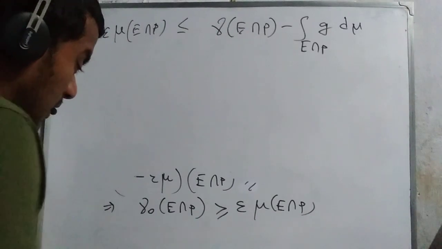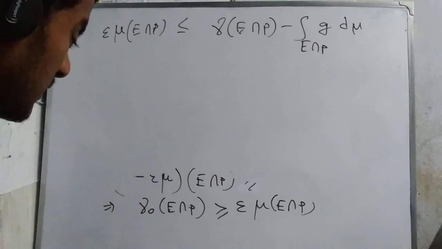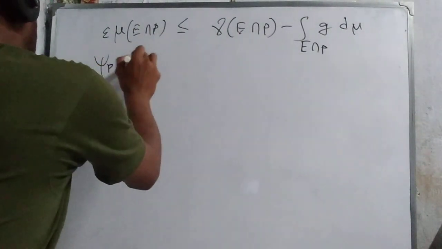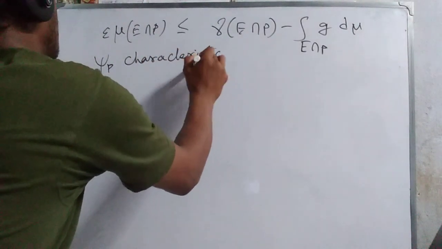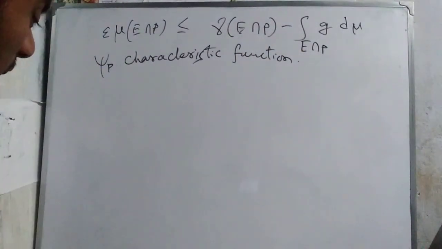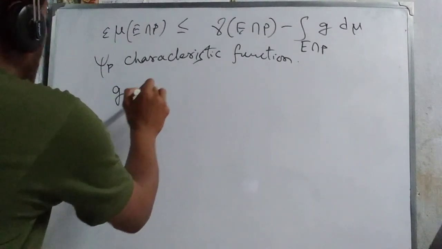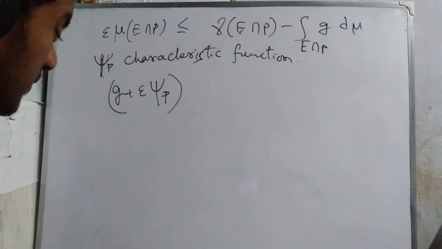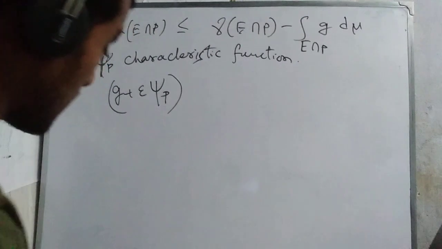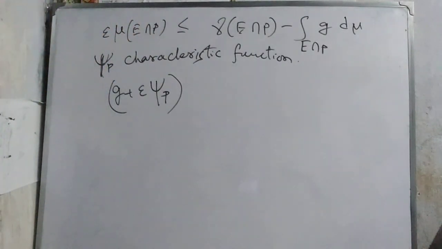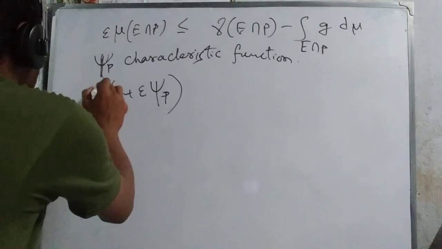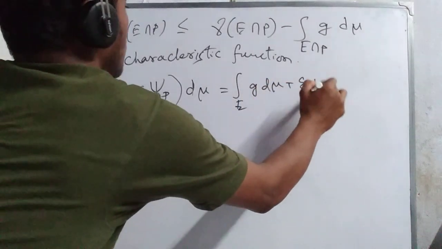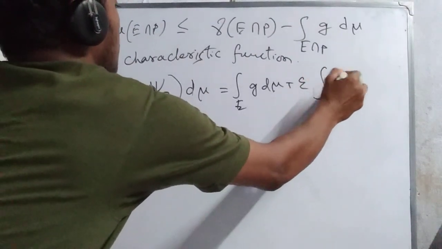Then we also say that if some characteristic function gamma p, that means it is 1 on p and 0 on the other part, so we take g plus epsilon psi p, where psi p is the characteristic function. If the characteristic function psi p is integrable, and g is integrable, then the integral of g plus epsilon psi p d mu equals the integral over e of g d mu plus epsilon times the integral of psi p d mu over e.